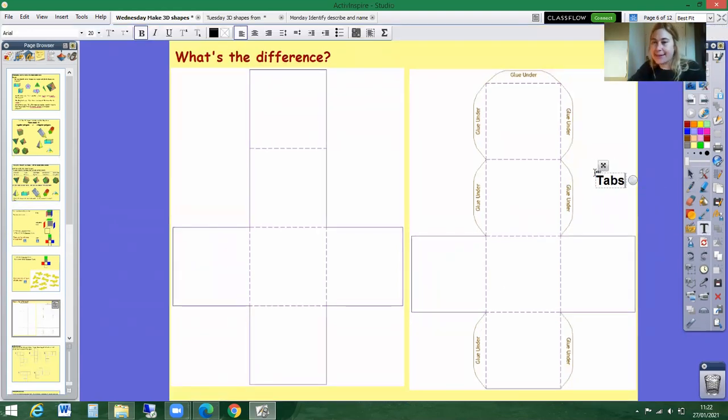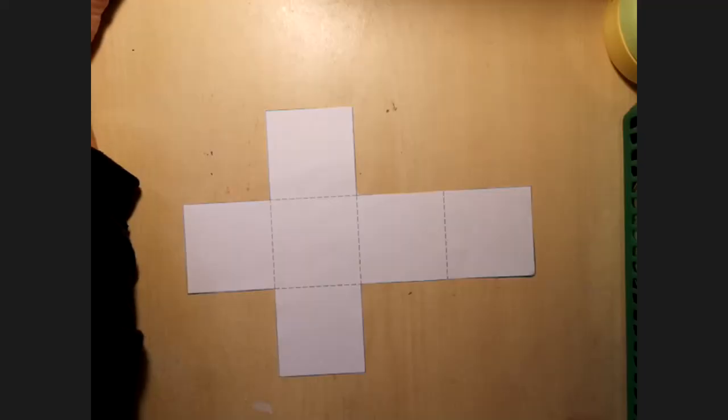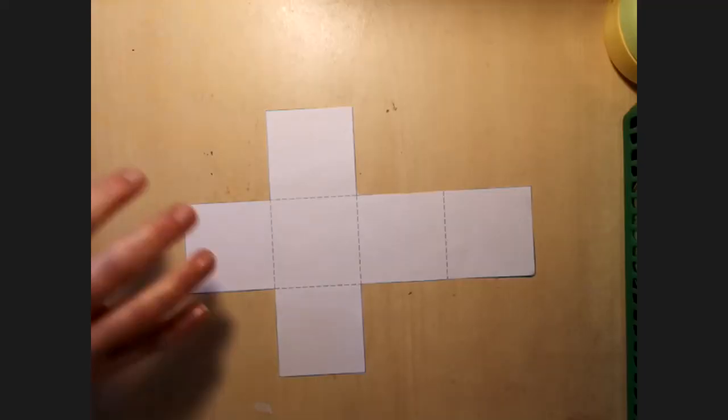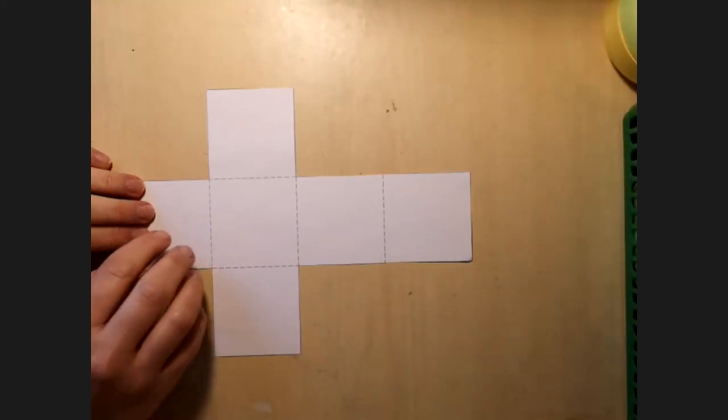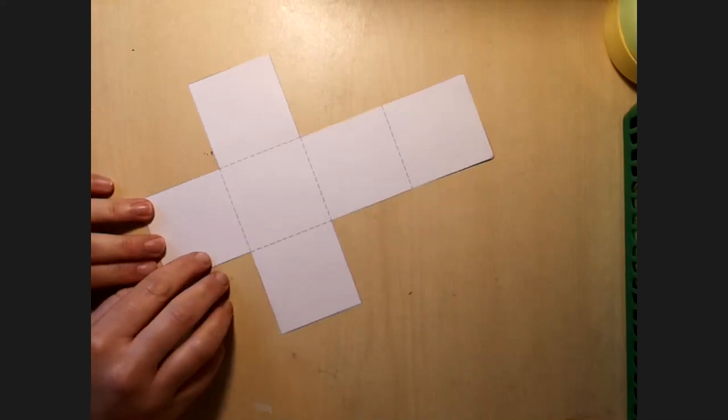Okay, T-A-B-S, tabs. So I'm going to show you, I think you've probably done this before, but I just want to show you the difference between trying to make a cube when you've got tabs and when you haven't got tabs. So I'm going to stop sharing my screen for a moment. I'm going to unpin myself and I'm going to pin this, and hopefully it's still recording.